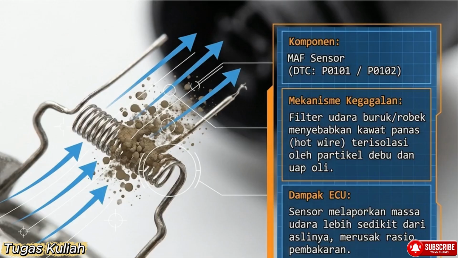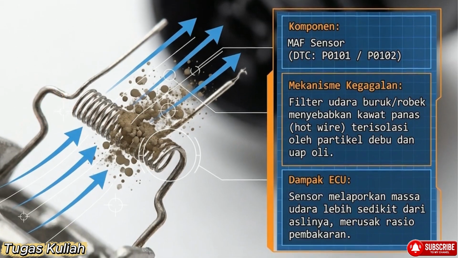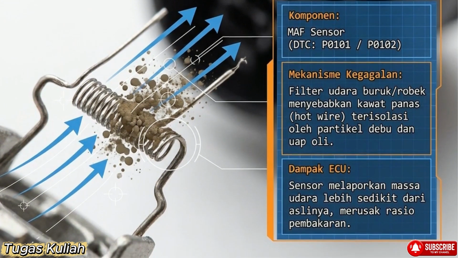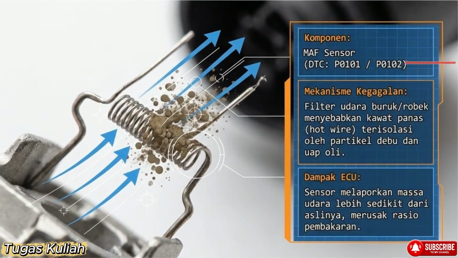Let's look at how these failures actually happen, starting with the intake. This macro view shows the delicate hot wire inside a mass airflow sensor. If you use a cheap or damaged air filter, microscopic dust particles and oil vapor slip past and coat this wire, physically insulating it from the incoming air. Because it's insulated, the sensor cools down slower. It reports to the ECU that less air is entering the engine than there actually is. The ECU responds by injecting less fuel, which actively ruins the engine's combustion ratio and triggers a warning code.